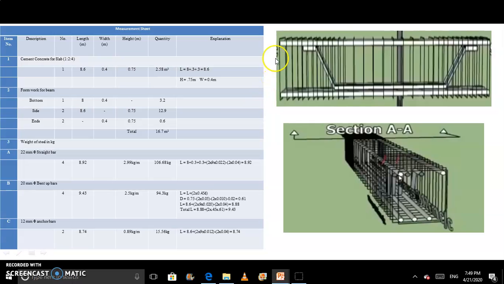For ends, means these ends and opposite side ends, for that we have to calculate length and width. So here this is the width, we have 0.4 as a width, and up to this point, means this is the 0.7 meter.